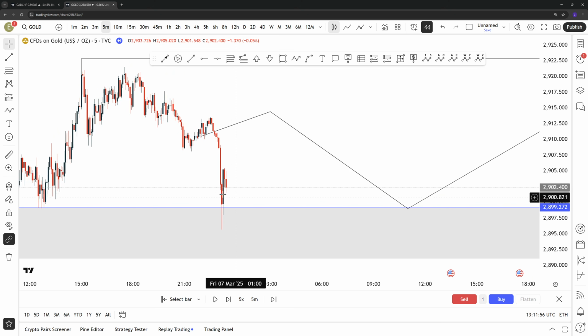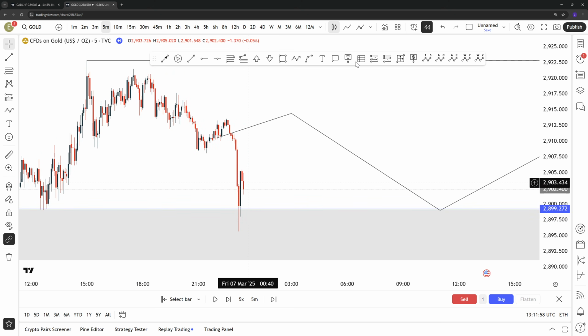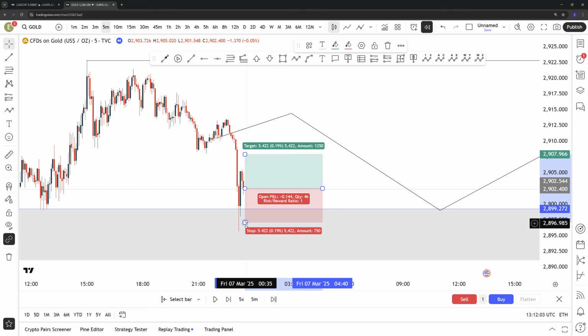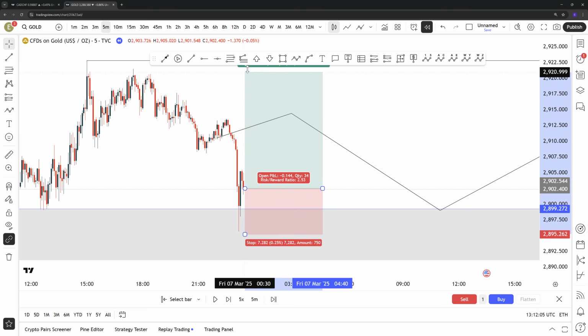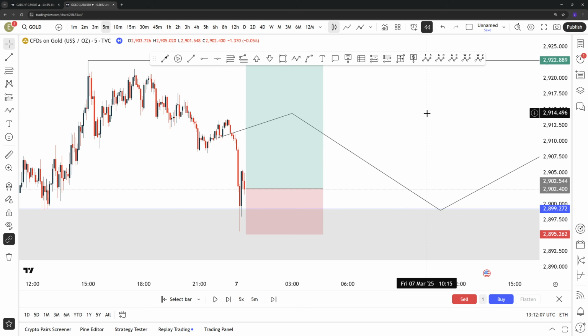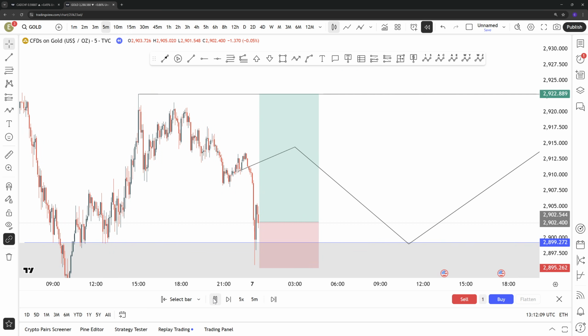We have an engulfing candlestick here. You can try to enter around this area. Long here. Stop loss below. And then you target around this area. Then you will wait for the market to move to the upside.